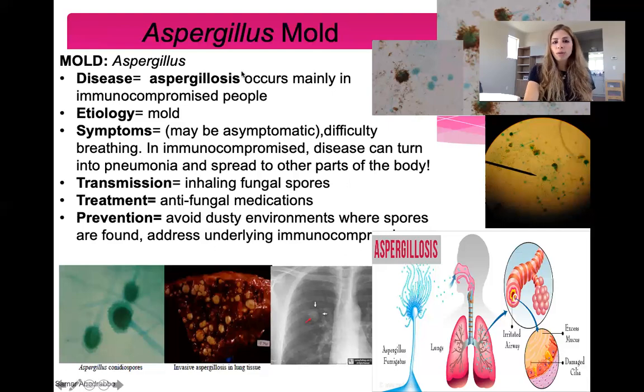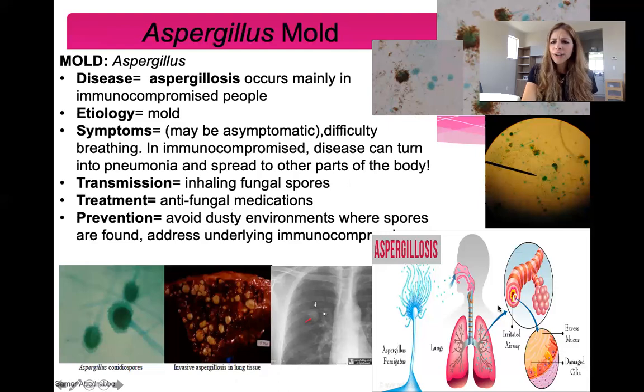So with Aspergillosis, it can be a lot more fatal, again, for people who are immunocompromised. The disease can turn into pneumonia and spread to other parts of the body, which can become very bad. The way that you get Aspergillosis is by inhaling fungal spores, and the treatment is antifungal medications. Now, if it becomes really bad, you need surgery to remove it. And the prevention, if you are immunocompromised, is especially to avoid dusty environments where spores are found.